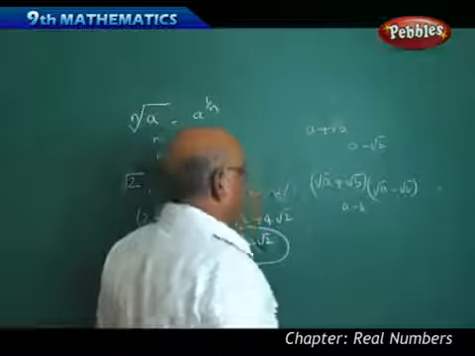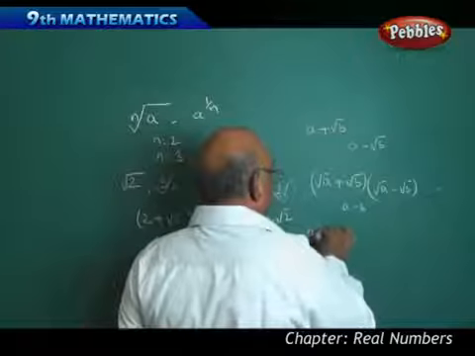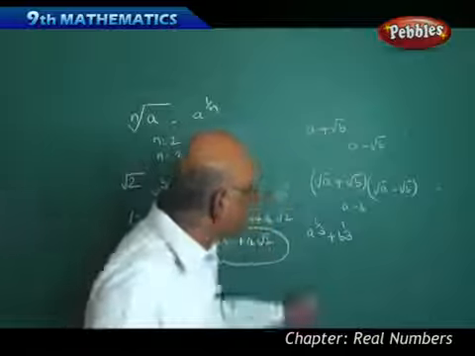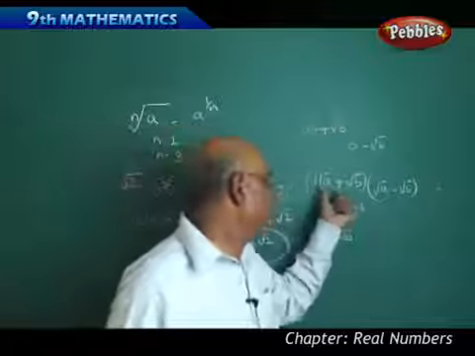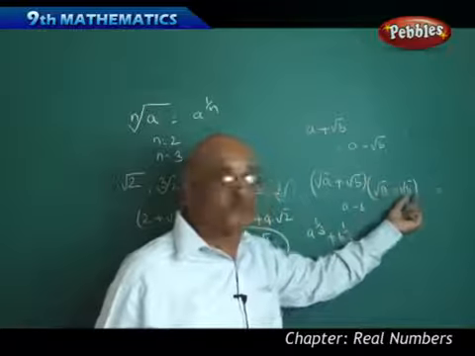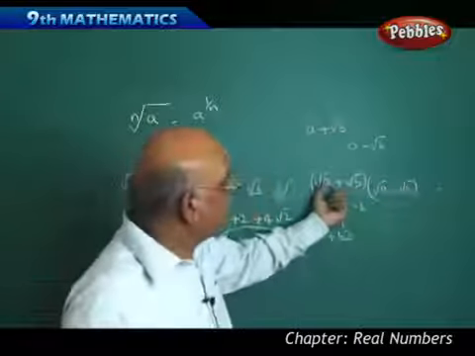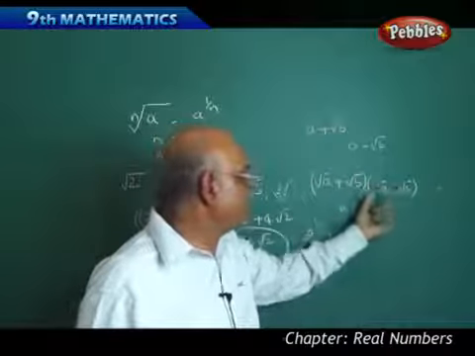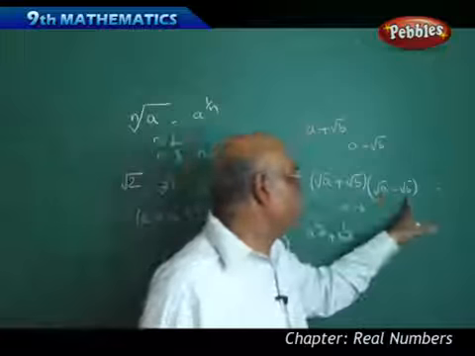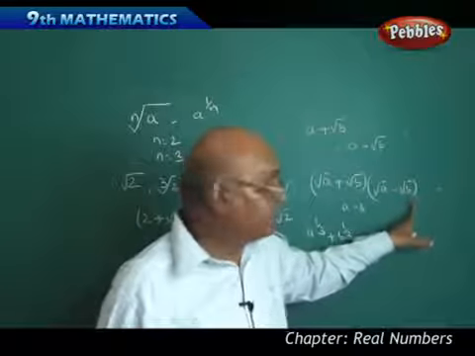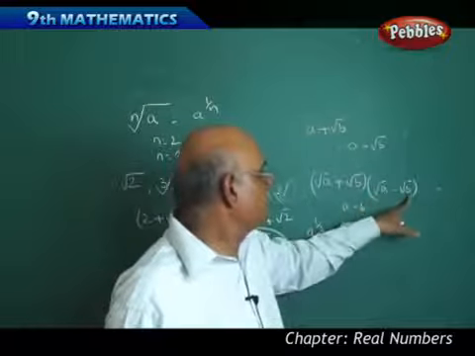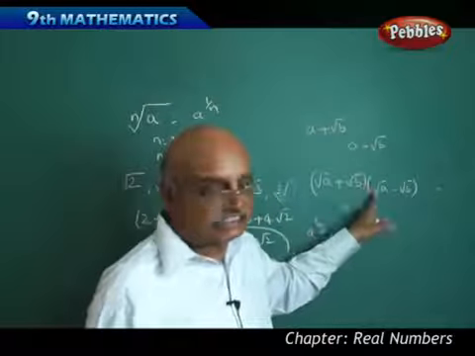In the same manner, suppose I take a to the power of 1 by 3 plus b to the power of 1 by 3. But in this case, if root a plus root b is there, and there exists a surd root a minus root b such that root a plus root b into root a minus root b gives a real number, then root a minus root b is called a rationalizing factor for root a plus root b. In the same manner, for root a minus root b, root a plus root b is the rationalizing factor.